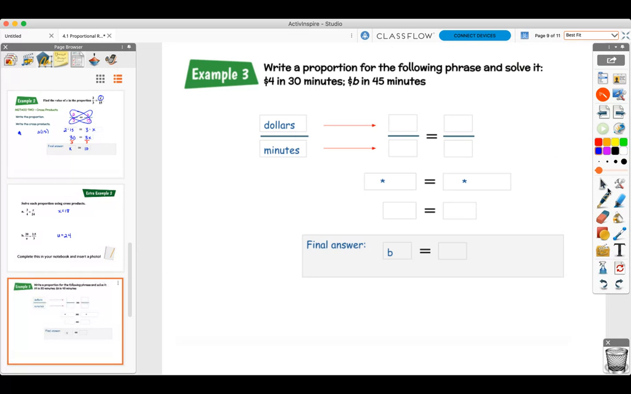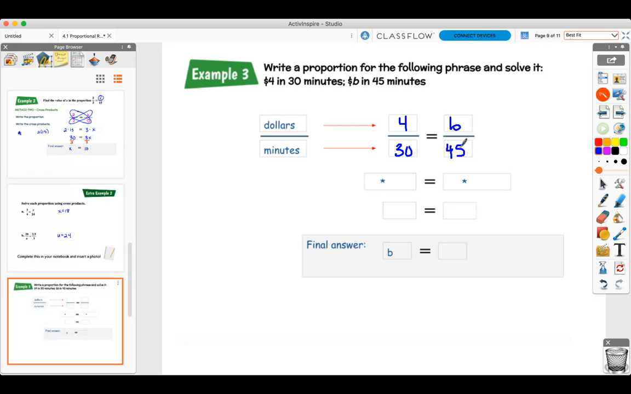Example 3. Write a proportion for the following phrase and solve it. $4.30 is B in 45 minutes. So you can see how I set it up. You have dollars and you have minutes. So I'm doing dollars over minutes. All your dollars are going to go on top and all your minutes are going to go on the bottom. So dollars is 4 over 30. And this is going to be B over 45.